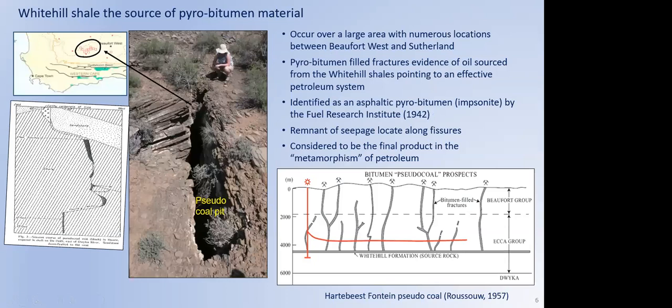Another very interesting aspect that is known, and it's been known for many years, and this is between Beaufort West and Sutherland and Fraserburg up there, is these pyrobitumen filled fractures, and it is noted as likely as the source is oil from the White Hill in its previous past, and it worked its way up these fissures, as this old sketch by Rousseau shows. That's just a modern day photo when they were actually mining these fissures and saw it more as coal or pseudo coal.